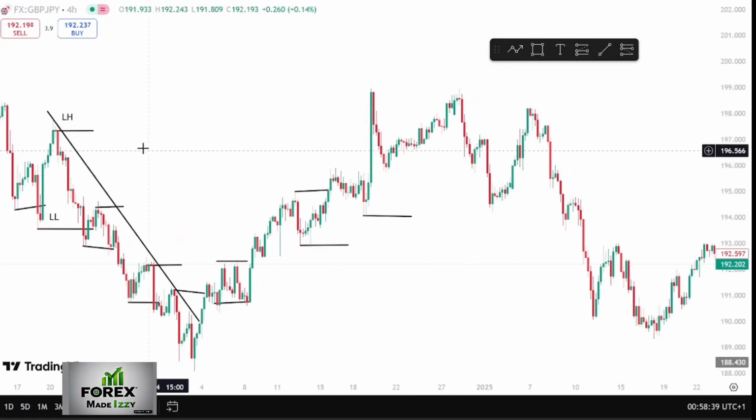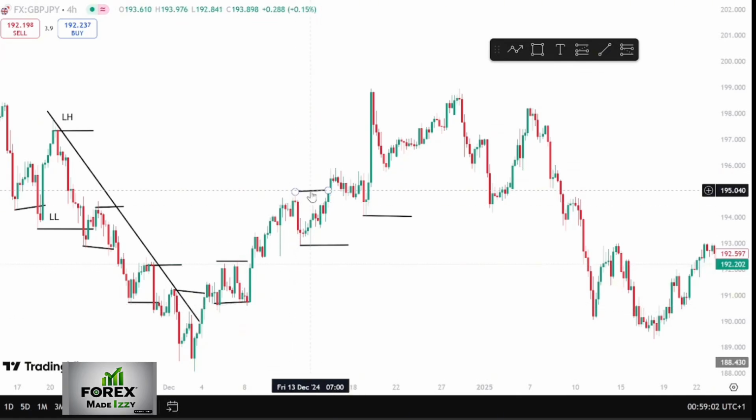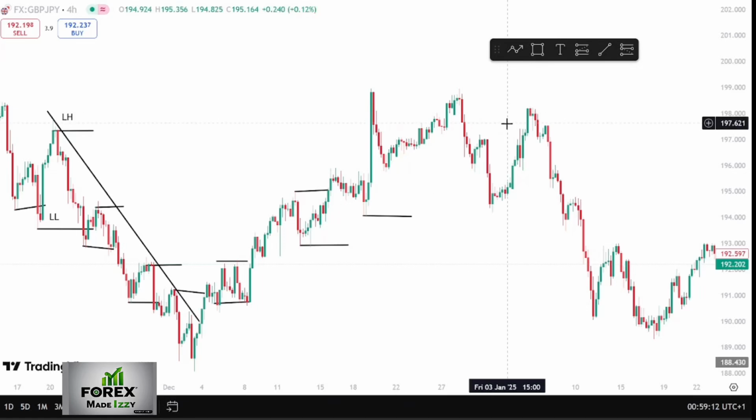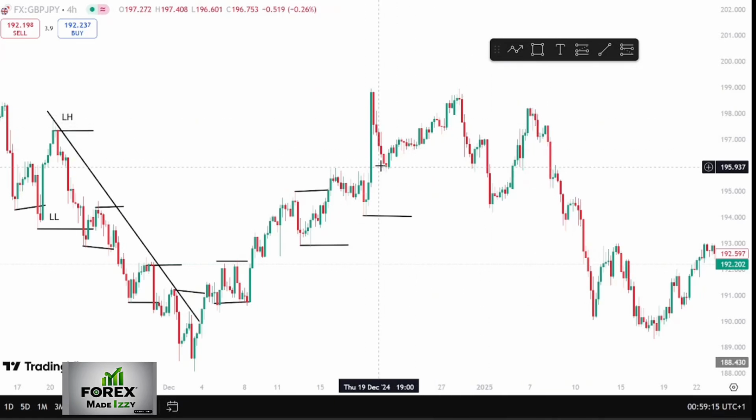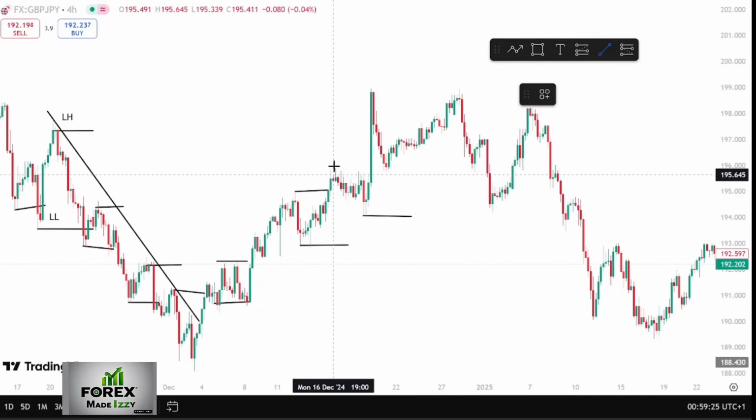So we already know that this is our lower high and this is our lower low for the sell trend, and for the uptrend here will be our higher high. Then here will be our higher low, right? Then higher high, higher low, then higher high, higher low. Then here was the point of reversal. So I'll teach you about reversals.